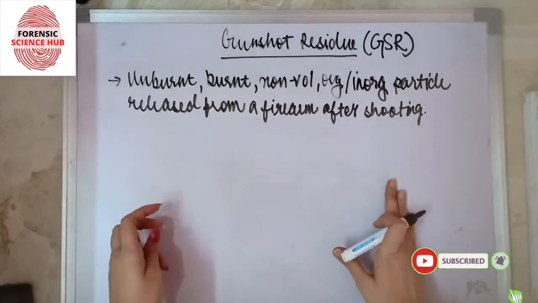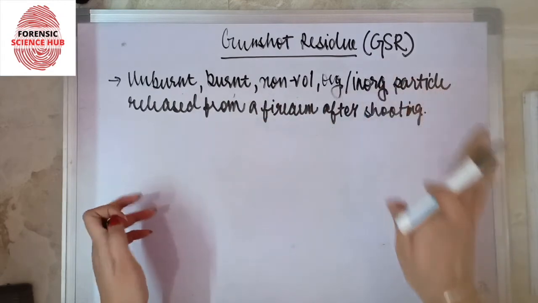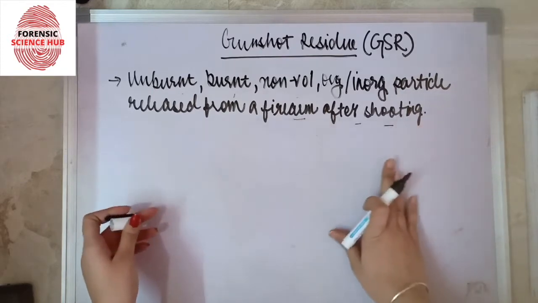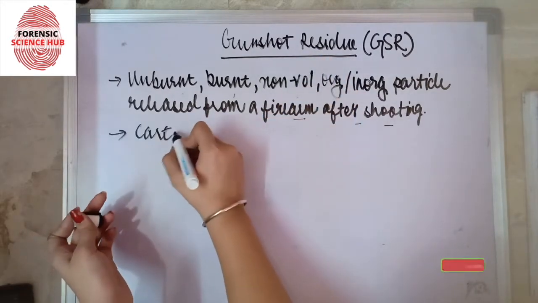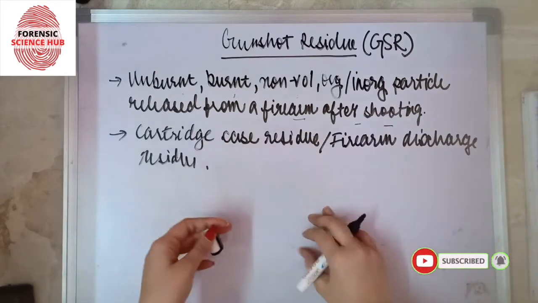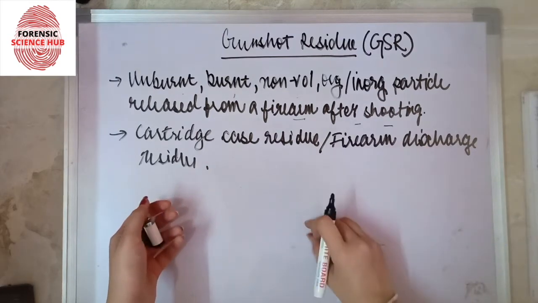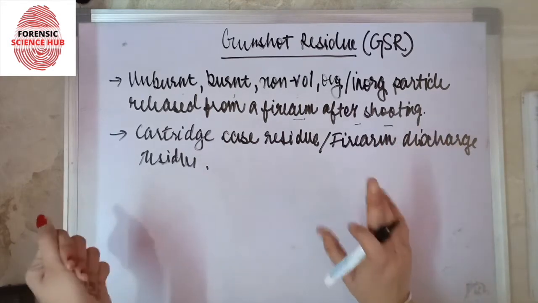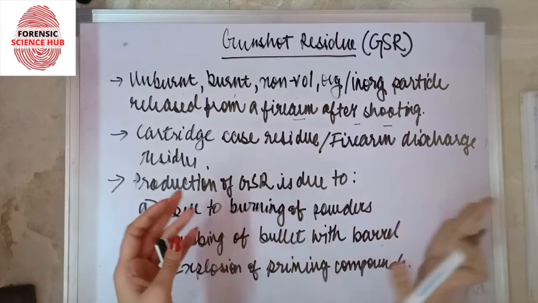So gunshot residue can be defined as any unburnt or burnt, non-volatile, organic or inorganic particle that is released from a firearm after shooting. Now, this is also known as cartridge case residue or firearm discharge residue. Now GSR is released due to certain factors, like due to the burning of powder, or due to rubbing of the bullet with the barrel, or due to explosion of the primer compounds. Now these particles may be visible or invisible. This depends upon various factors.